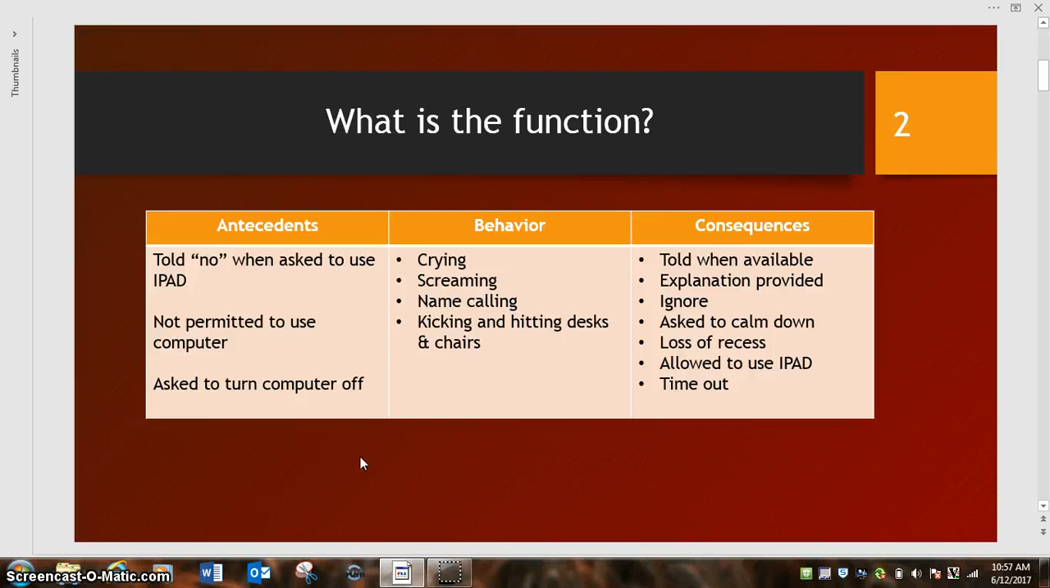So in this example, we have the following antecedents. Basically, the student is told that they're not allowed to use a computer, turn the computer off, or an iPad, some type of electronic device, which results in problem behavior, and then results in a variety of different consequences: trying to explain when the computer would be available, told when the computer is, ignoring, asked to calm down, loss of privileges, rescinding the original denial and allowing the iPad, and use of timeout. So take a second. What do you think would be the function of this behavior?